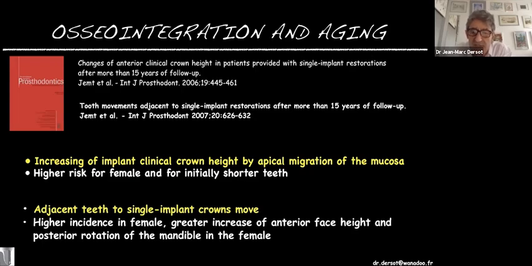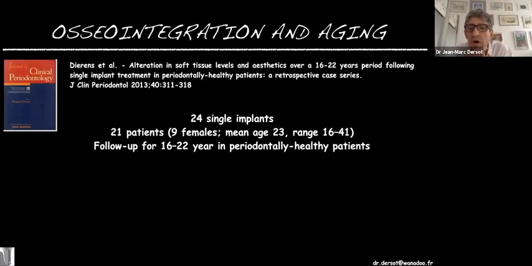Concerning the adjacent teeth, they move. And there is also a higher incidence in females. And again, two high-risk populations: anterior face height and posterior rotation of the mandible in the female. Here we are again in the Brånemark Clinic, and you can see that the follow-up is 16 to 22 years. So it's beginning to be very interesting. 21 patient follow-up.